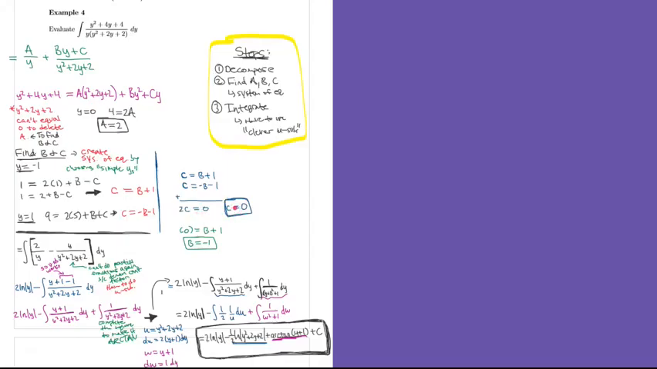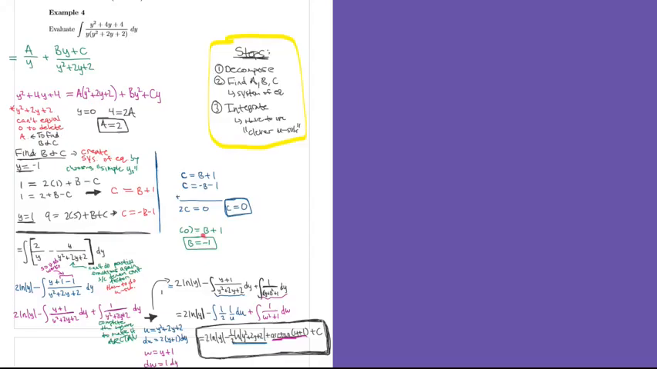Now all you have to do is plug in 0 for c in either one of these red equations. I'll just do this one. 0 equals b plus 1, b equals -1. Now we know what a, b, and c are.